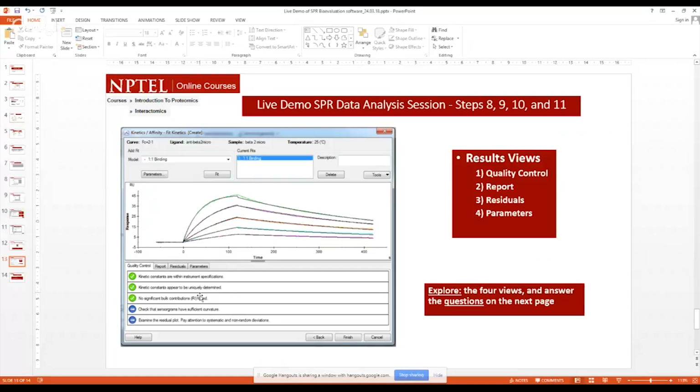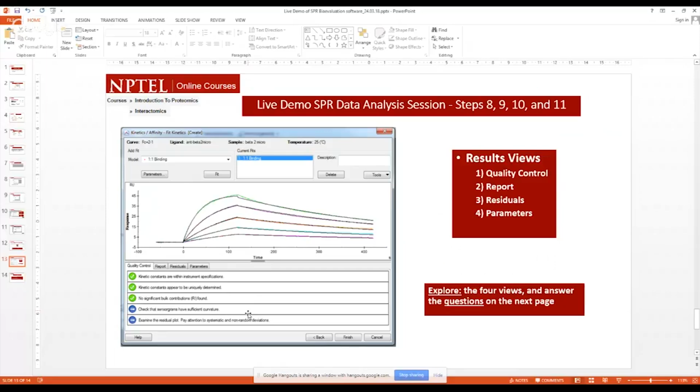When you're doing a plain binding yes/no experiment versus a kinetics experiment, in a binding experiment, you can allow as much ligand to be bound to your chip as possible. You don't care, you just want to know whether there is any binding at all. In a kinetics experiment, you do not want it to go to saturation. So you have to be very careful how much ligand you are immobilizing on your chip.